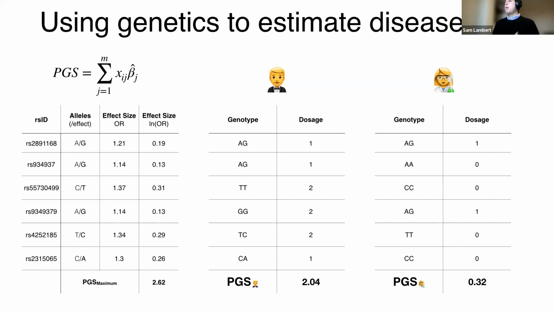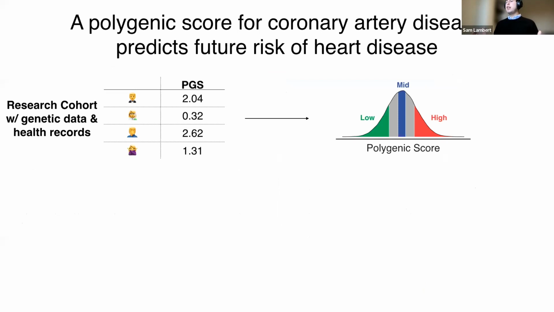So this is basically how we generate the polygenic score, but how do we interpret what it means? Well, we know that in a population of people, and so here, if we took a research cohort that had genetic data and health records associated with them, we can measure everyone in that cohort's polygenic score. And most people would have this mid or average polygenic score, but there would be people who are lucky, they're at the lowest end of the distribution, and they would have a lower than average polygenic score, and some people will have a higher than average polygenic score.